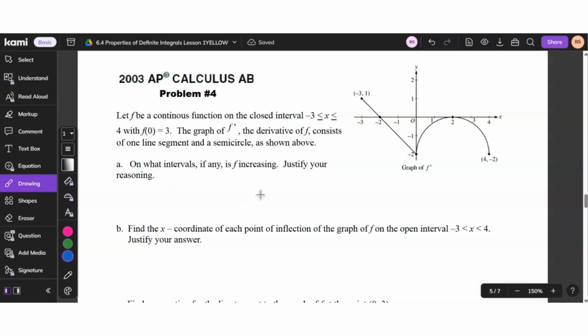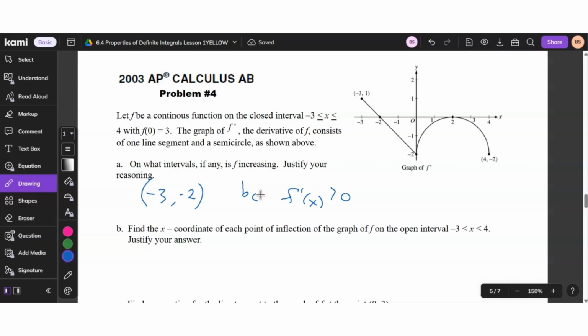So let's go back to stuff we did quite a while ago. Well, let's start with the justification. It's always easier. f is going to be increasing because f prime of x is positive. And that only happens right here from -3 to 2. So -3, -2.